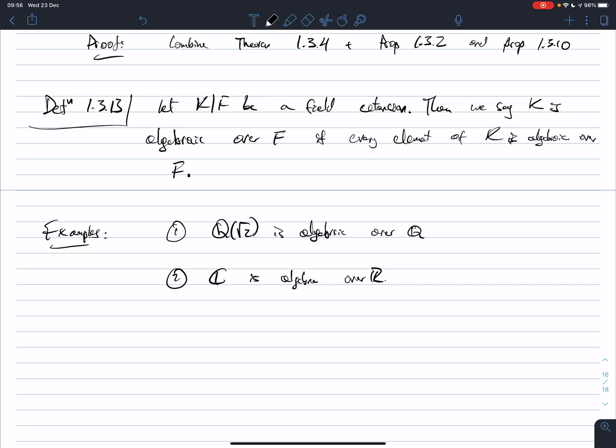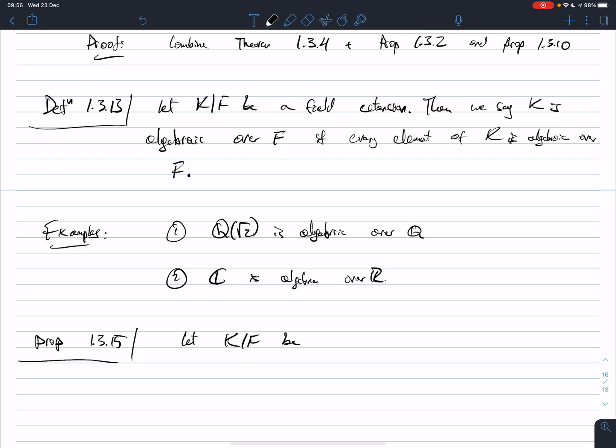So in general, you might say, how do I check that a field extension is algebraic? That means I have to go through every element in K and find a polynomial which it satisfies. So that seems like a very daunting thing, but actually, it turns out that's very easy. There's lots of easy ways of checking that you have an algebraic field extension. And here's a proposition to help with this. Proposition 1.3.15.